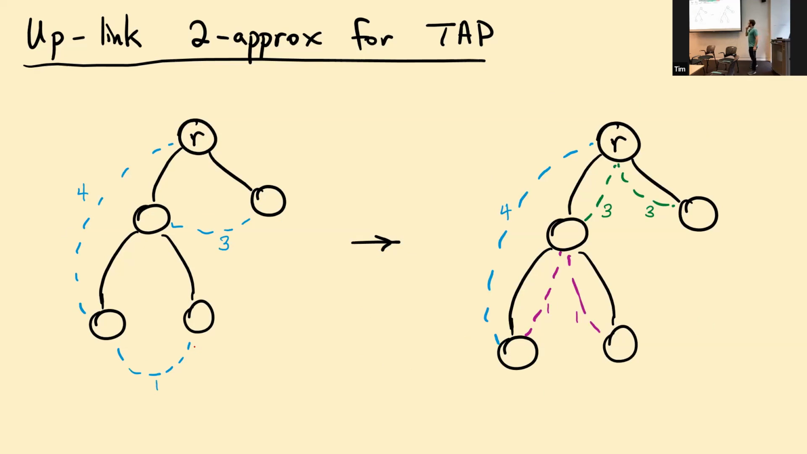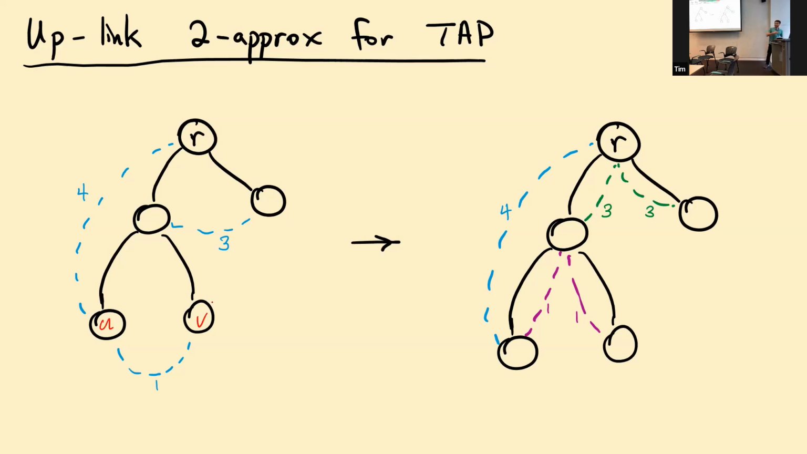instances. So let's say I have a general instance of TAP. I'm going to transform it into an instance with only uplinks. So this might be my given instance. I'm going to take every link which isn't an uplink and break it into two links, each of which is an uplink, and together they cover the same edges that the original link covered. So basically, for a link joining U and V, I'll get two uplinks, one from U to the least common ancestor of U and V, and one from V to the least common ancestor of U and V, and they have the same cost as the original link.